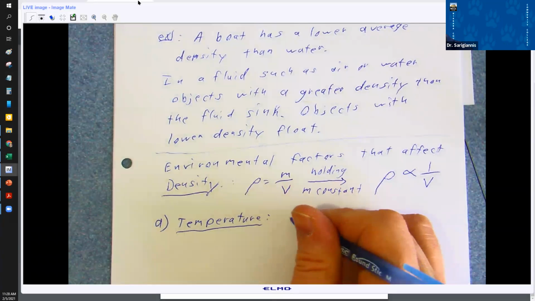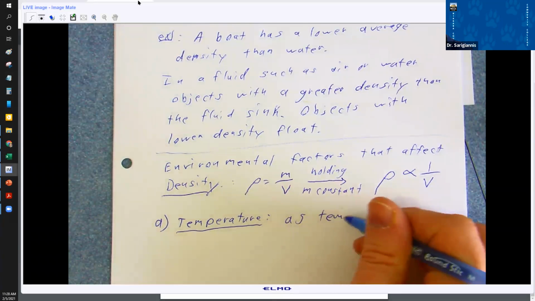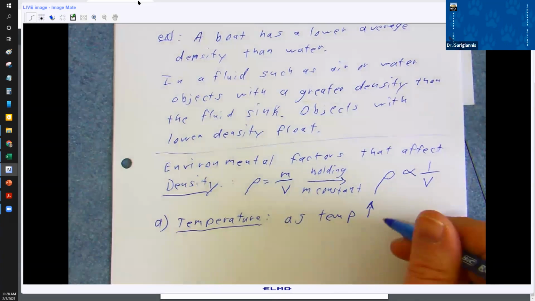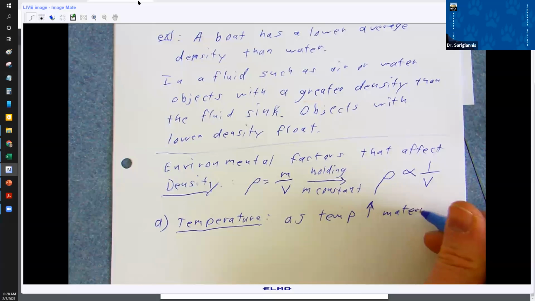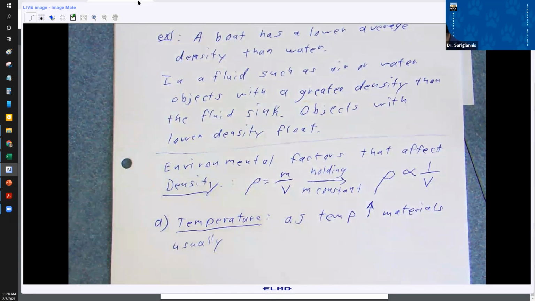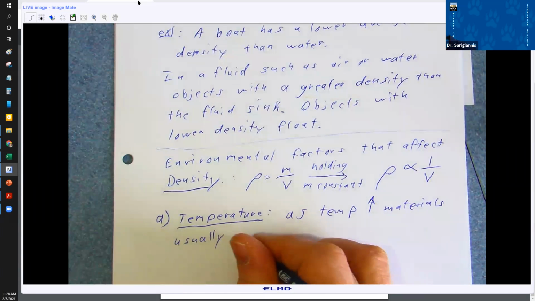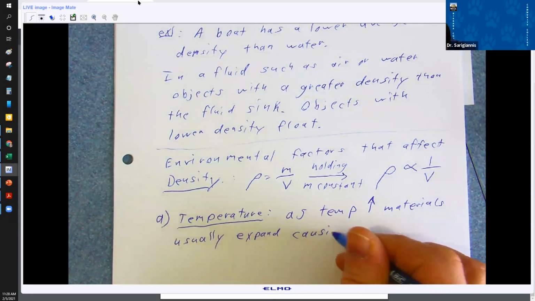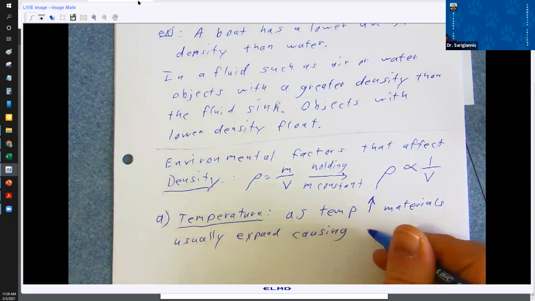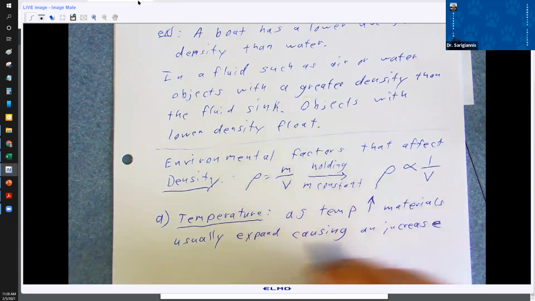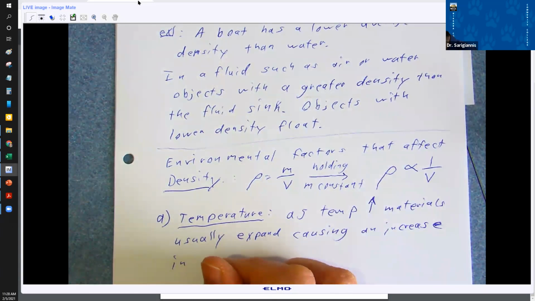So let's write this out. As temperature, I'm going to abbreviate, temperature increases, materials usually expand, causing an increase in volume.